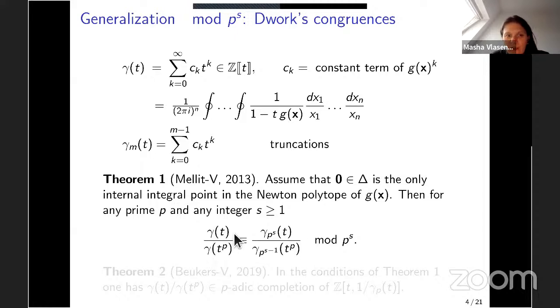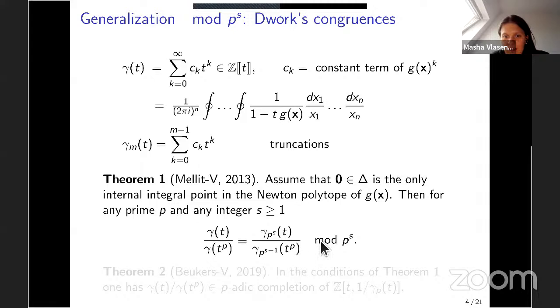First, note that the generating series gamma of t starts with the term 1. C0 is the constant term of g to the 0, which is 1. So C0 is 1. And therefore, 1 divided by gamma is also a power series with integral coefficients. And this ratio here is a power series in t with integral coefficients. The same is true on the other side. It's a power series in t with integral coefficients.